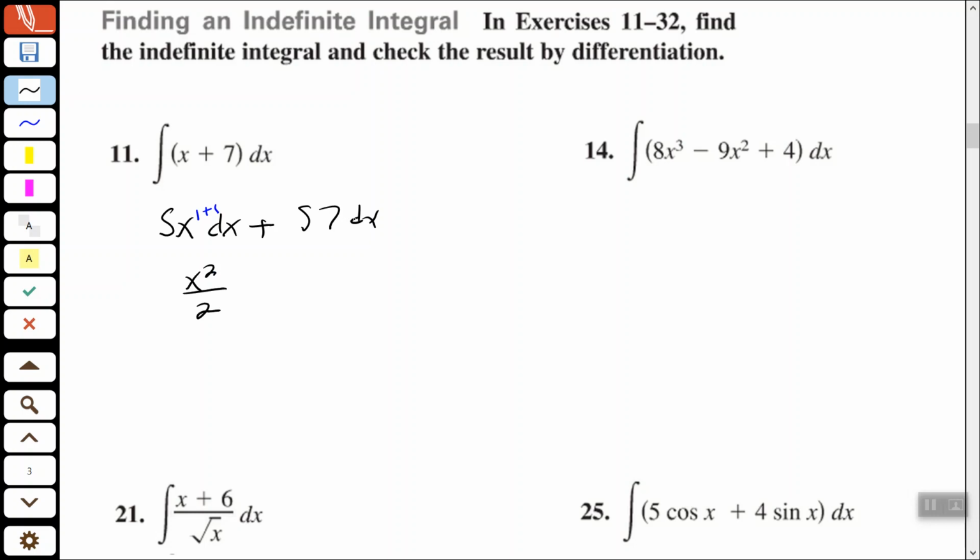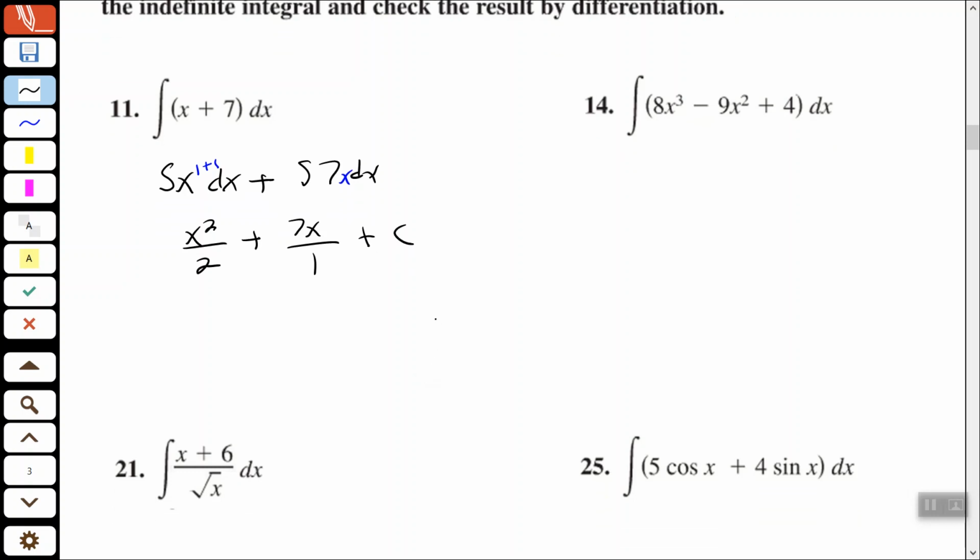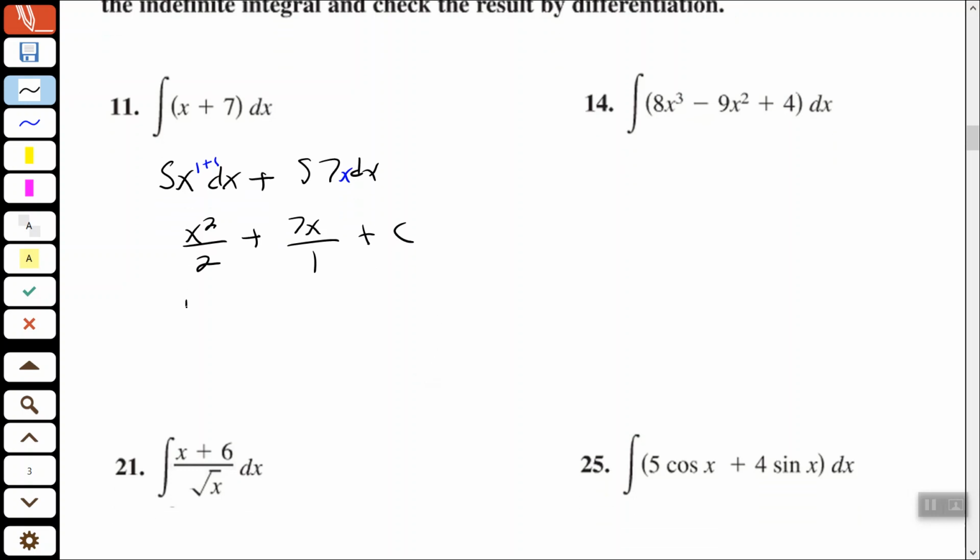Same for 7 dx. You don't see an x here, so you add an x in there, x to the first, and then you divide by the new exponent, which would be 1. And then you add your constant of integration. So we have 1/2 x squared plus 7x plus c.